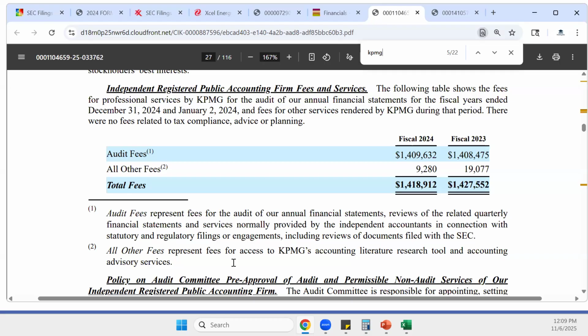That's what an auditor or tax job is called. It's called an engagement. So it'd be the audit engagement for the year. And then the tax engagement, that'd be included in all the other fees. That'd be the tax services that they provide.